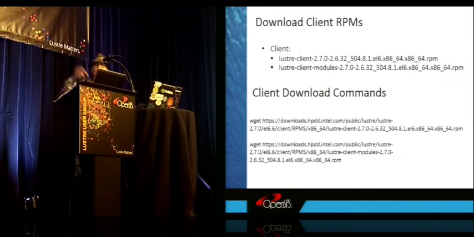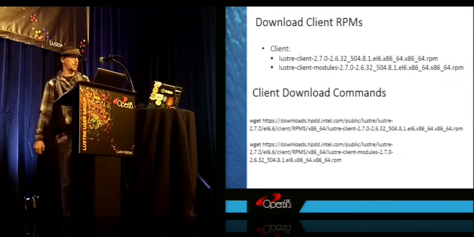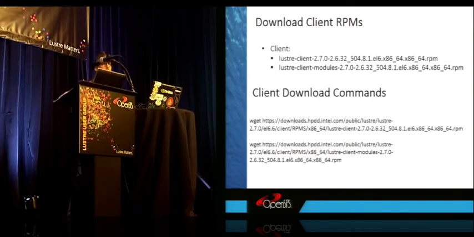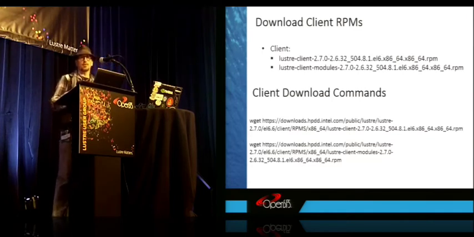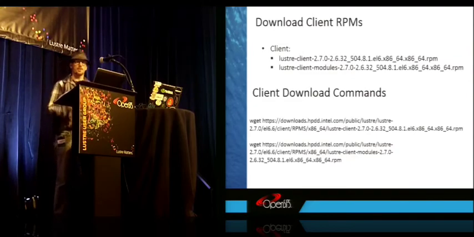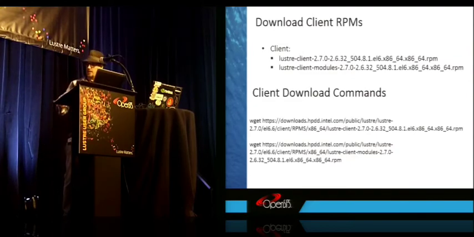I guess this, so that when they get the slides out and everything, you'll have them right there. And then the client. The neat thing for the client is just the 2 RPMs that you need to be able to mount a Lustre file system. Again, you will need the appropriate kernel to go with that, but from Lustre, these are the only 2 you need: the client modules and the client. Okay, and those are the 2 commands to download those.